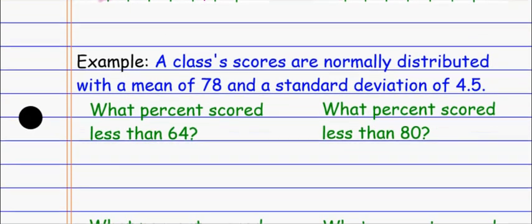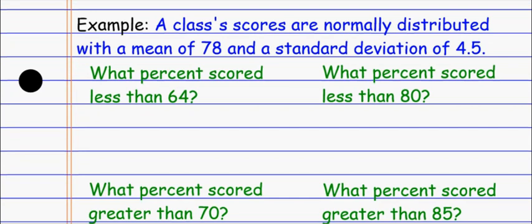For example, if I look at something like this: a class's scores are normally distributed with a mean of 78 and a standard deviation of 4.5. And so again, if I was looking at a normal distribution curve, I would have 78 in the middle, and then I would count out by 4.5s in each direction. But the fact of the matter is, I can easily convert this to the standard normal distribution. So instead of having that 78 in the middle right here, if I convert that score of 78 to a z-score, it becomes a 0, okay?